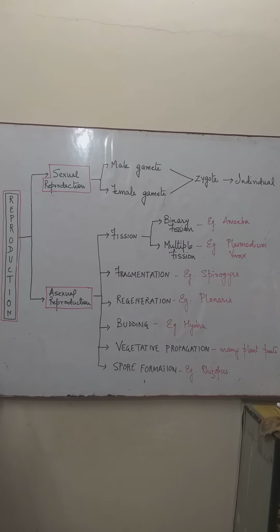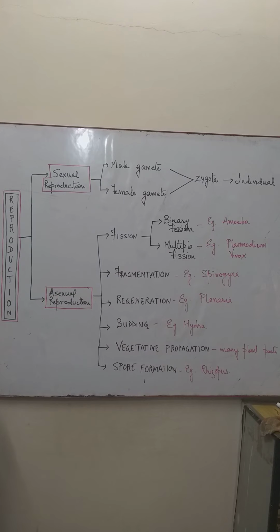Reproduction is of two types, sexual and asexual reproduction. Now in this part, we are going to understand what the various methods of asexual reproduction are, and what we actually mean by sexual reproduction. As you can see, sexual reproduction involves the formation of the male and the female gamete, which results in the formation of the zygote, and the zygote later develops into an individual.